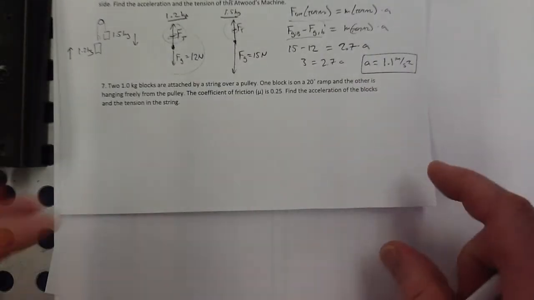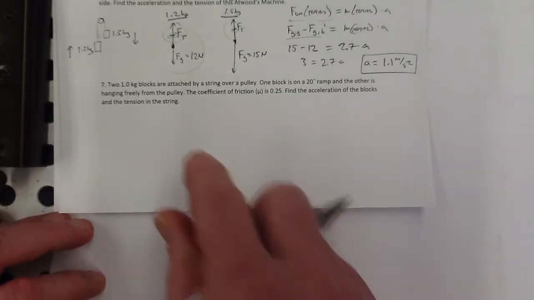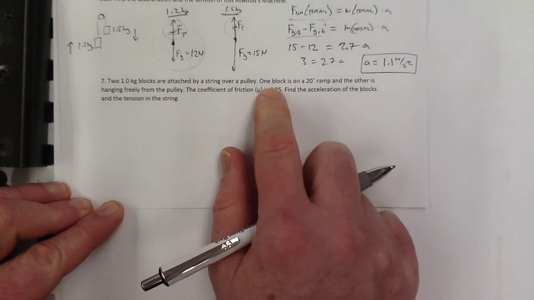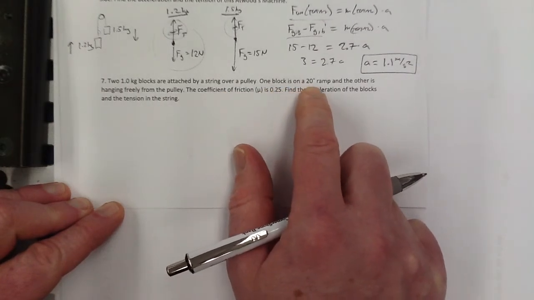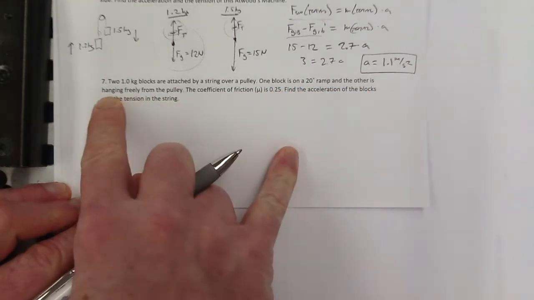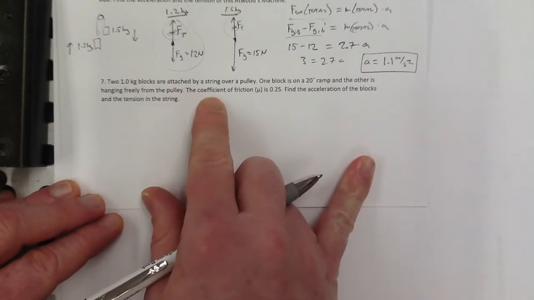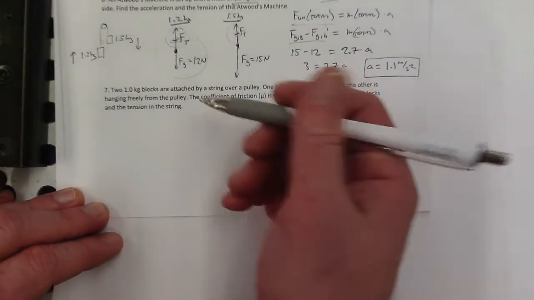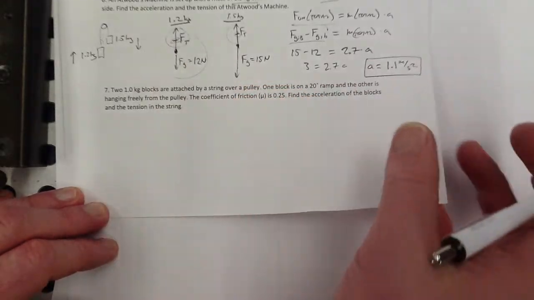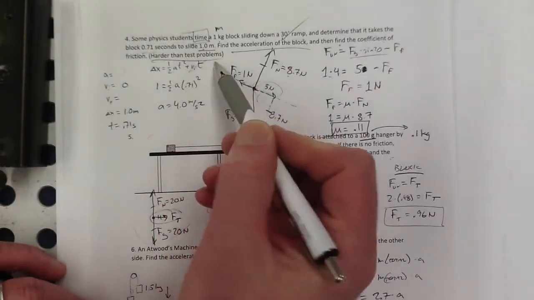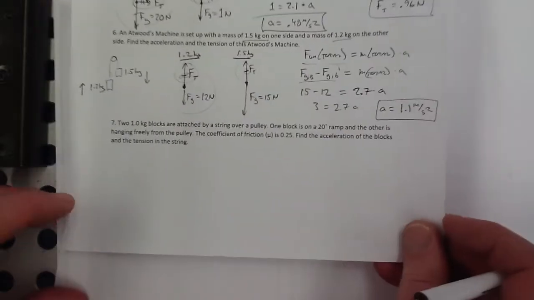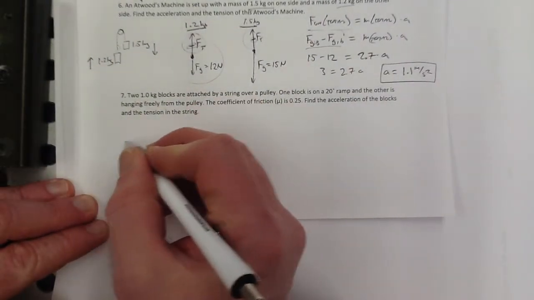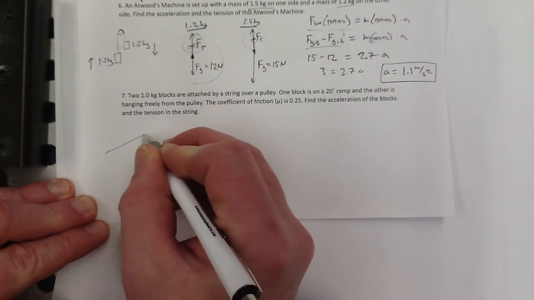And the last one, number 7. Two 1 kilogram blocks are attached by a string over a pulley. One block is on a 20-degree ramp and the other is hanging freely from the pulley. The coefficient of friction is that. Find the acceleration of the blocks. I would call this one also harder than test problems. It's not that bad, but let's see what we can do.